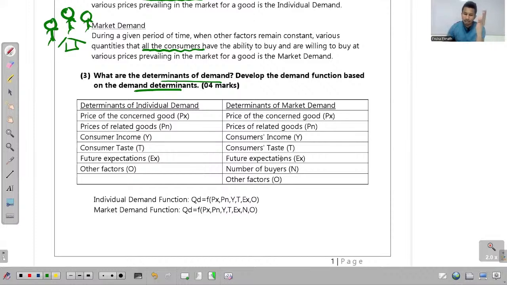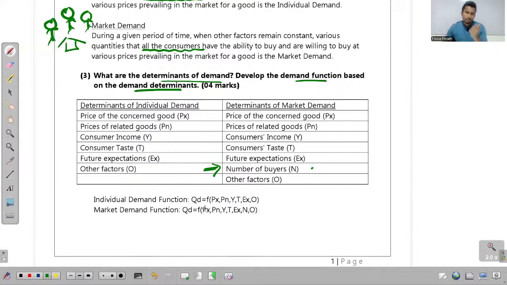All six from the earlier list are here, and in addition to that you have this under the determinants of market demand. In this list you get this additionally, number of buyers. So in the exact same way, when you develop the demand function, you need to develop the demand function separately. One you develop for the individual demand, the other function you develop for the market demand.